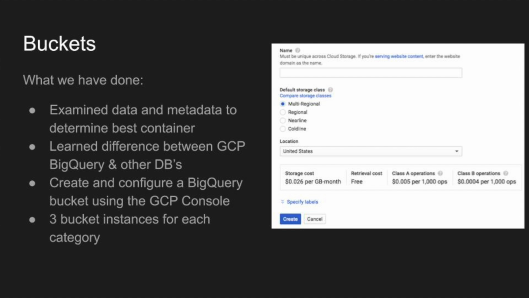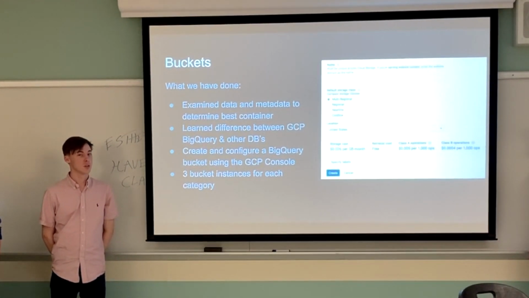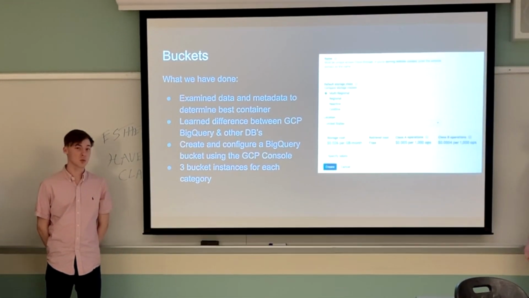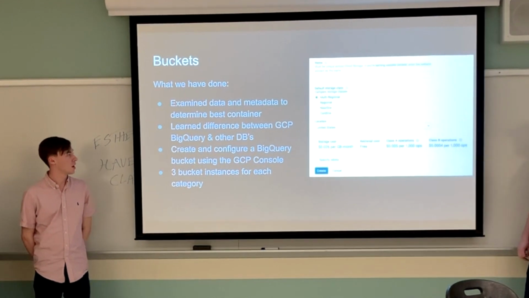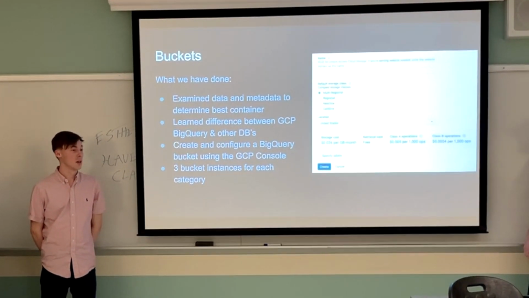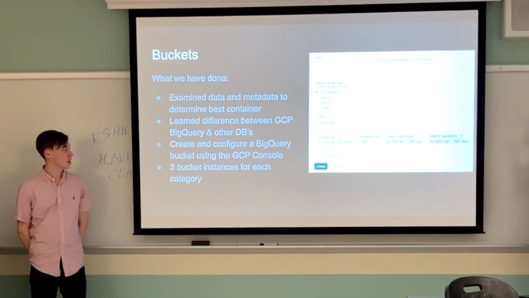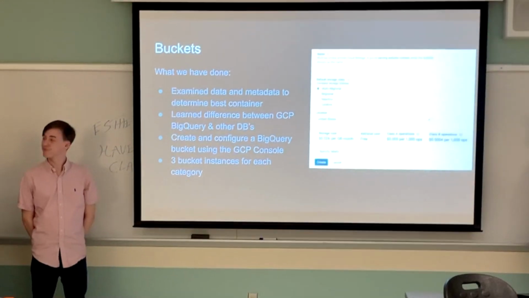So here we have a step-by-step process of what we did on the buckets team. First, we examined the data and the metadata, trying to get a lead on what would be a good container. We learned the difference between GCP, BigQuery, and other database systems. We decided to create a database in BigQuery using the GCP console. And finally, we created 3 bucket instances for each category.